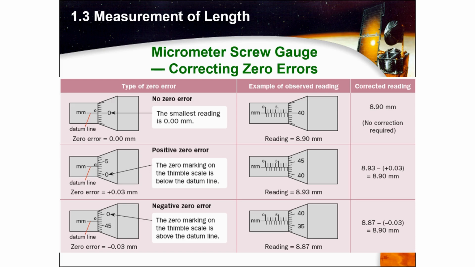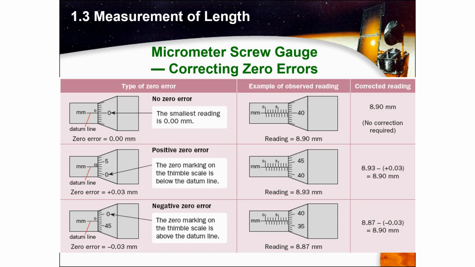Okay, now the next one. Now we see that the zero marking is above the zero, which means it doesn't touch the zero yet. So we have a negative zero error. Then we can also see how many divisions that is. So we count from downwards, remember? We count, it is how many? 1 and 2 and 3, yes. So it is minus 0.03 for the negative zero error.